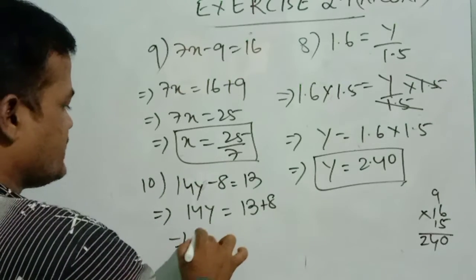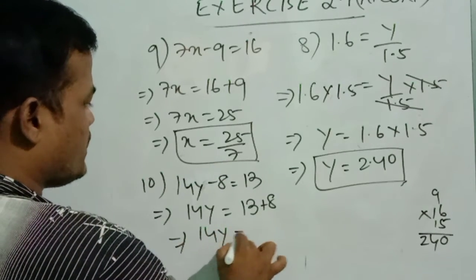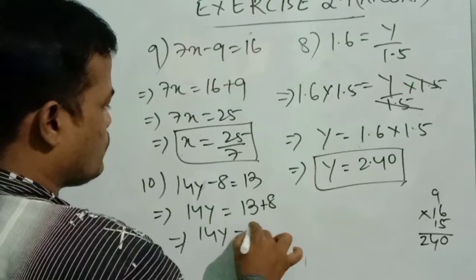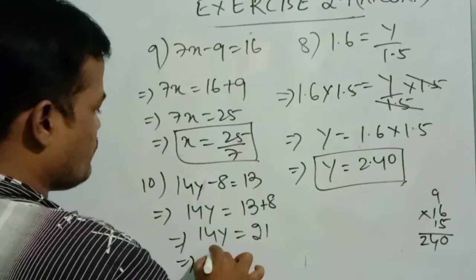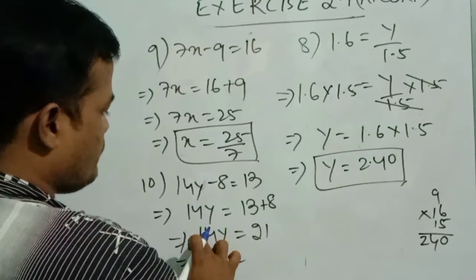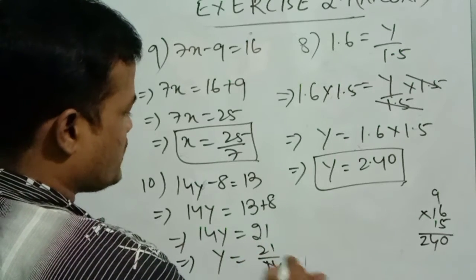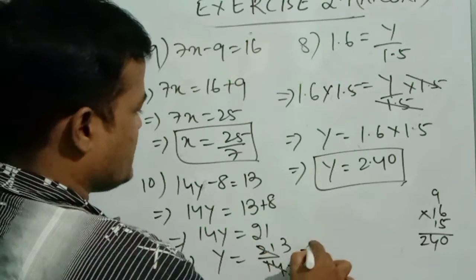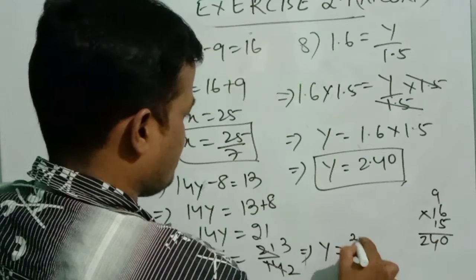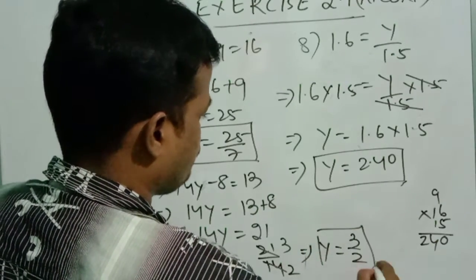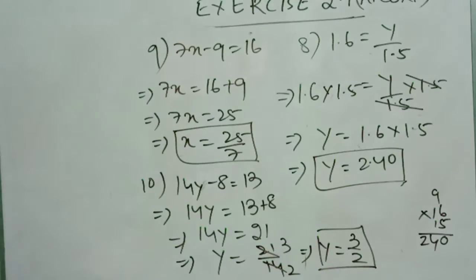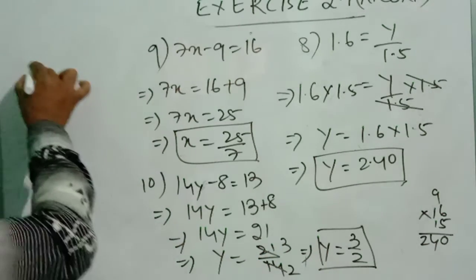So what we are getting? 14y equal to 21. So we are getting what? y equal to 21 by 14, divided by 14. So 7 2s are 14, 7 3s are 21. That means y equal to 3 by 2. This is the value of y. Next come to number 11.